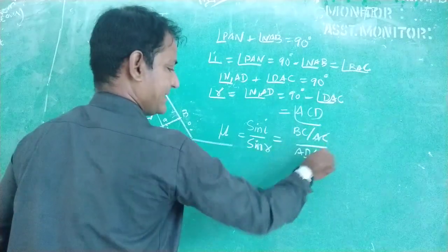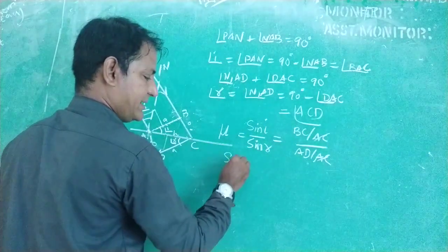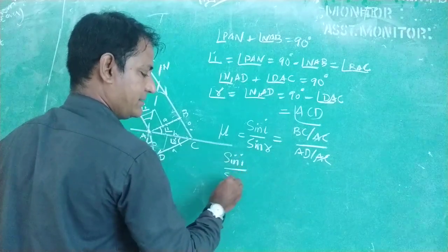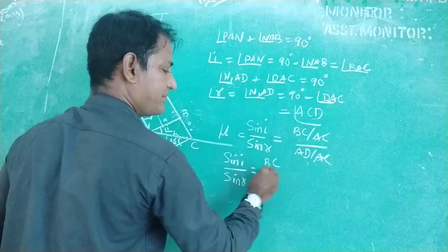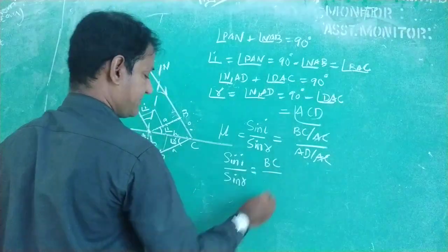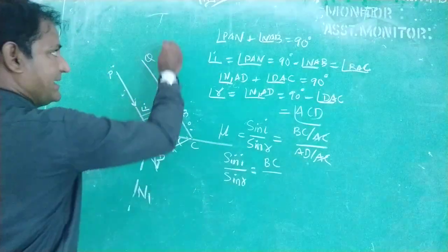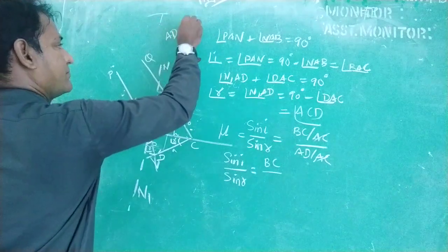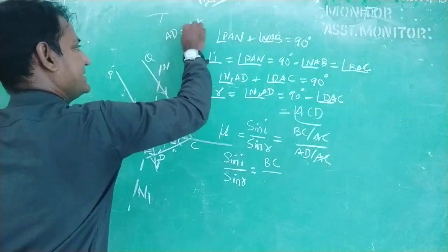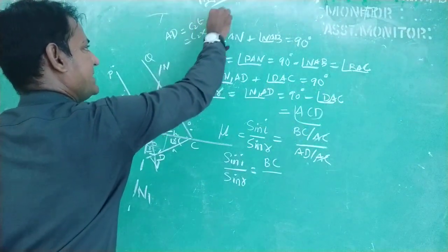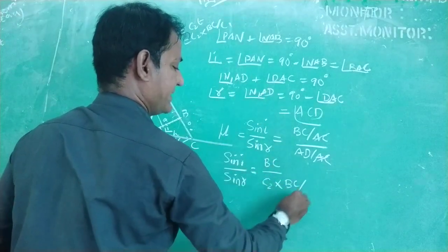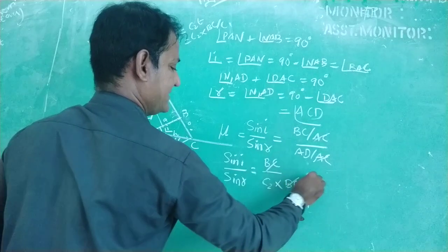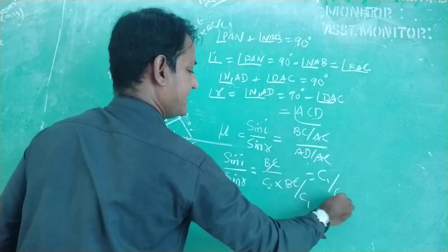Now, AC gets cancelled. So sin I by sin R is equal to BC by AD, and we have seen that the distance AD is C2 into t, that is C2 into BC by C1. So BC gets cancelled, and I get C1 by C2.